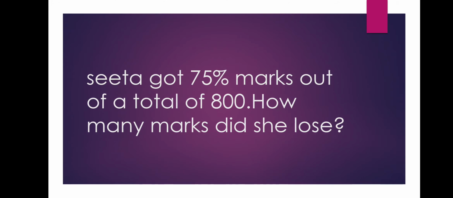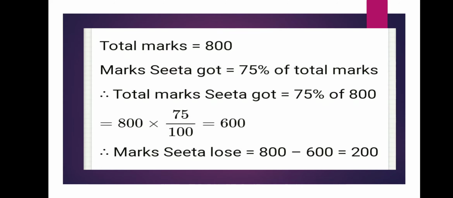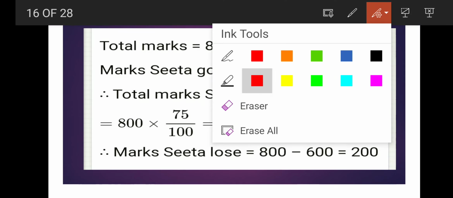Question is, Sita got 75% marks out of a total of 800. How many marks did she lose? Clear? Means how many marks. First we'll find out what? How many marks she has got. Clear? And then we subtract it from the total. Of course we'll get the marks that she lost. Clear?